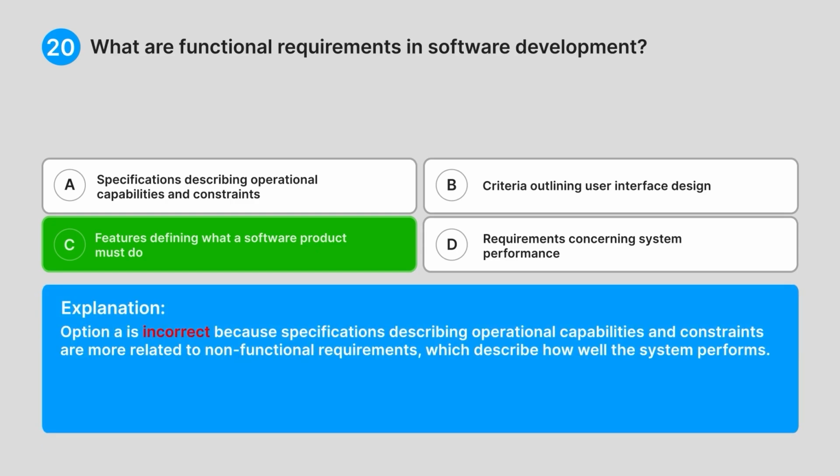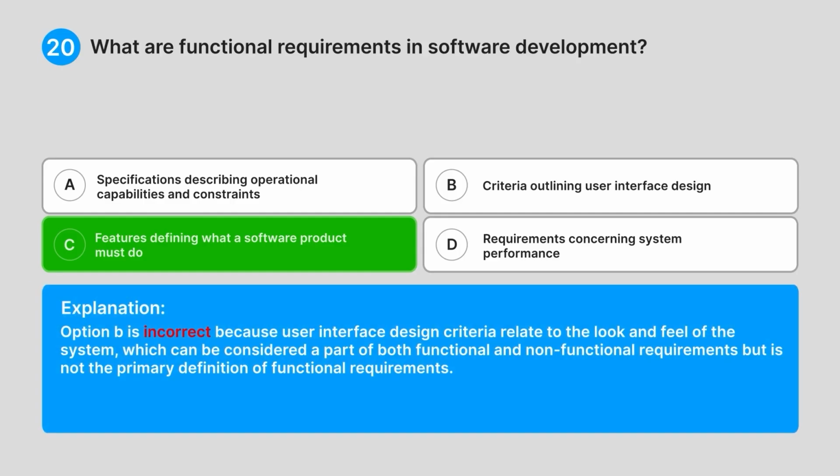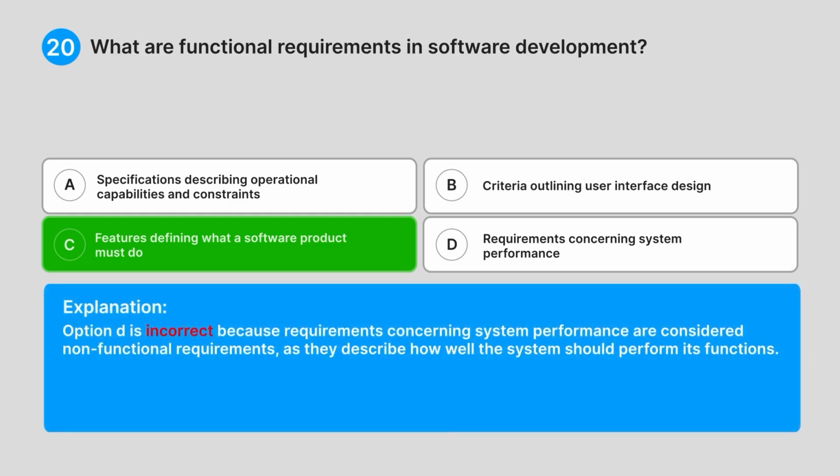Option A is incorrect because specifications describing operational capabilities and constraints are more related to non-functional requirements, which describe how well the system performs. Option B is incorrect because user interface design criteria relate to the look and feel of the system, which can be considered a part of both functional and non-functional requirements, but is not the primary definition of functional requirements. Option D is incorrect because requirements concerning system performance are considered non-functional requirements, as they describe how well the system should perform its functions.